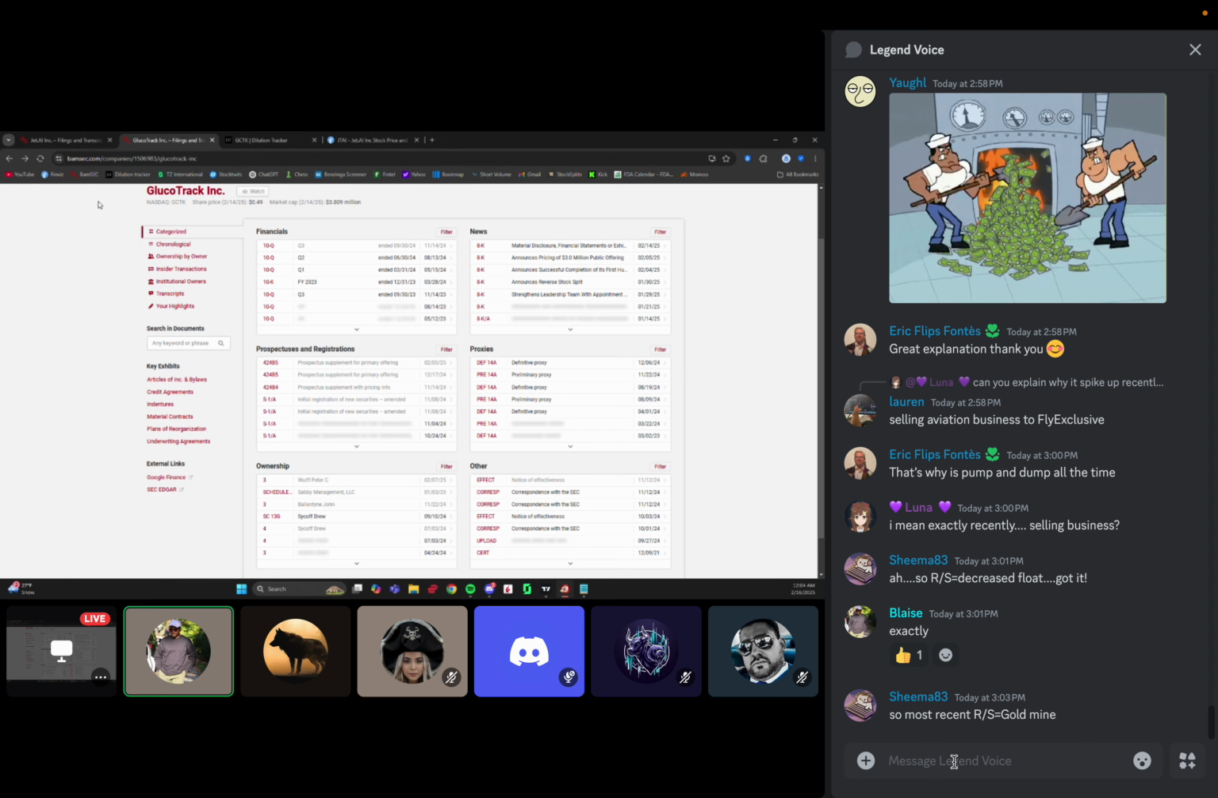The second thing you need to think about is what retail is looking at, which is what Paul just mentioned, that decreased float. Right now the float is smaller, and they're looking at this and saying, dang, this is a micro float. We could really make some good money on this.